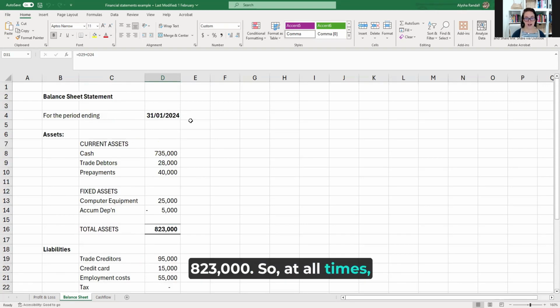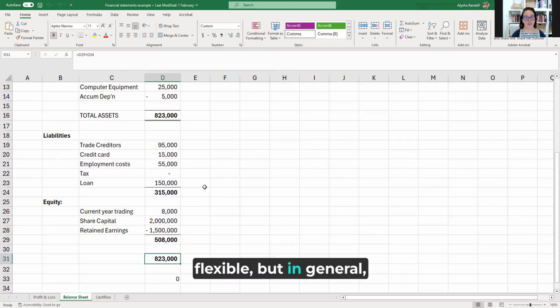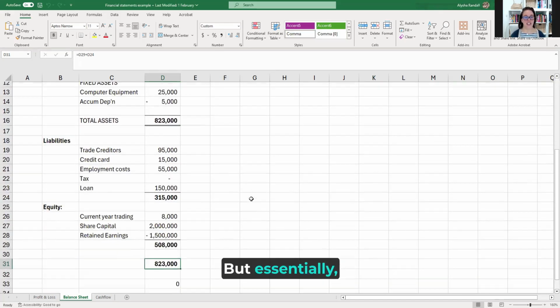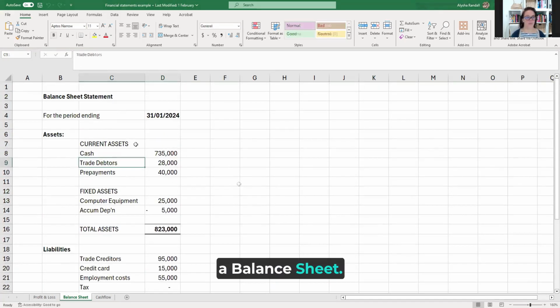So at all times, if your general ledger is working and if you're using Xero or QuickBooks, they usually do. Usually the more sophisticated general ledgers, the more expensive ones, may not because they're so flexible. But in general, it's very hard to get a balance sheet out of whack. If your balance sheet is ever not balancing, you may need to sack your entire finance team and start again. But essentially, that is why it's called a balance sheet.